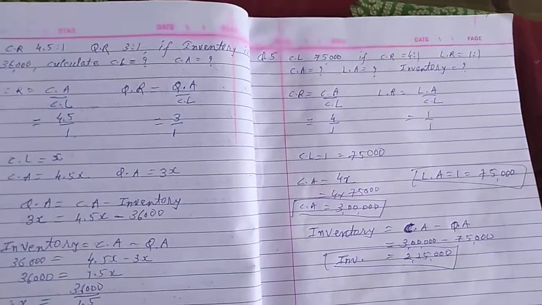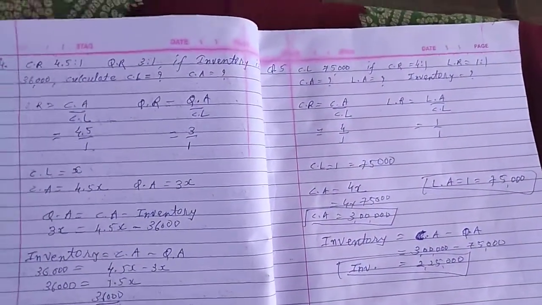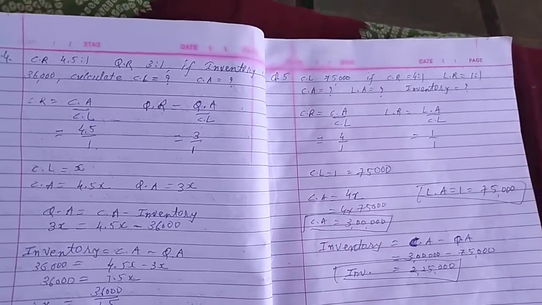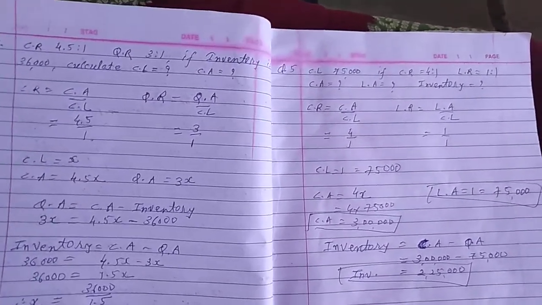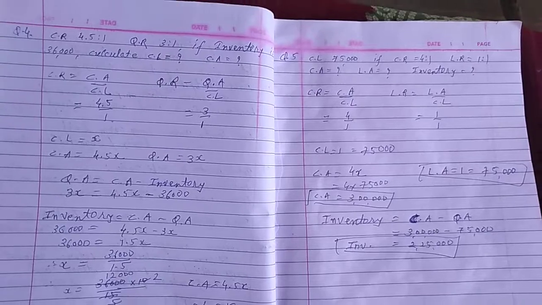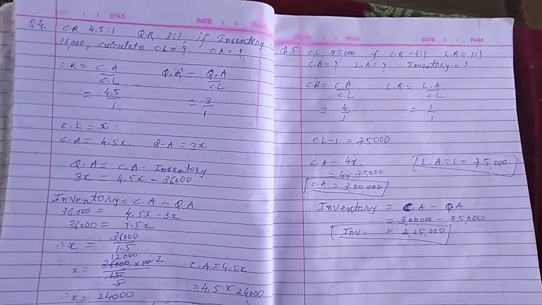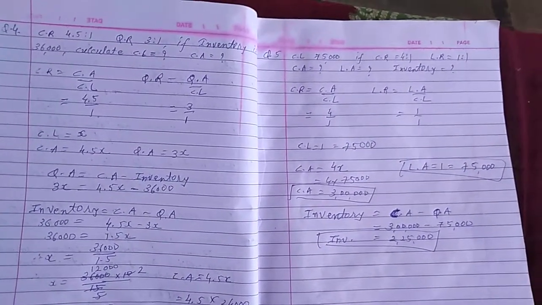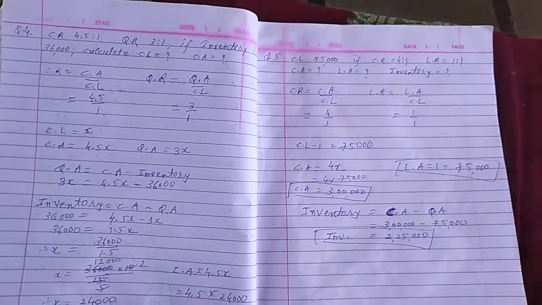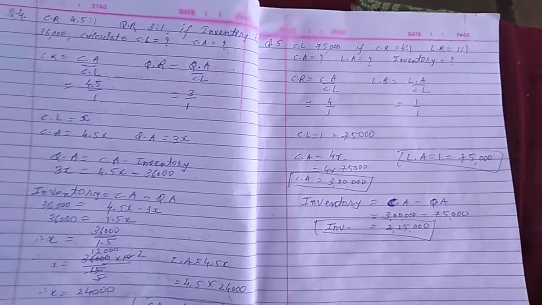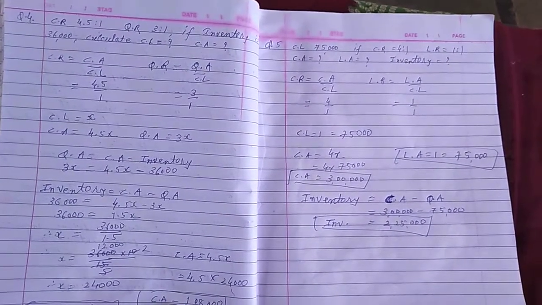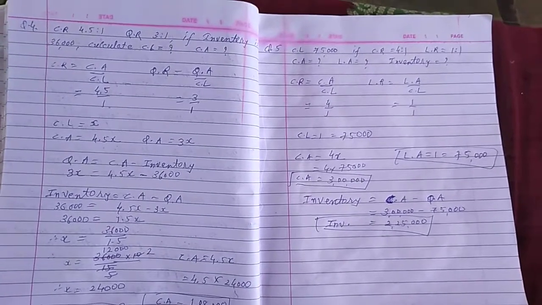So here we have discussed the liquidity ratio. I hope you have understood both formulas of liquidity ratio. Which ones? The first is current ratio and the second is liquid ratio. You have to do these two sums in your notebook, and also do question number 6 from your NCERT textbook as homework.